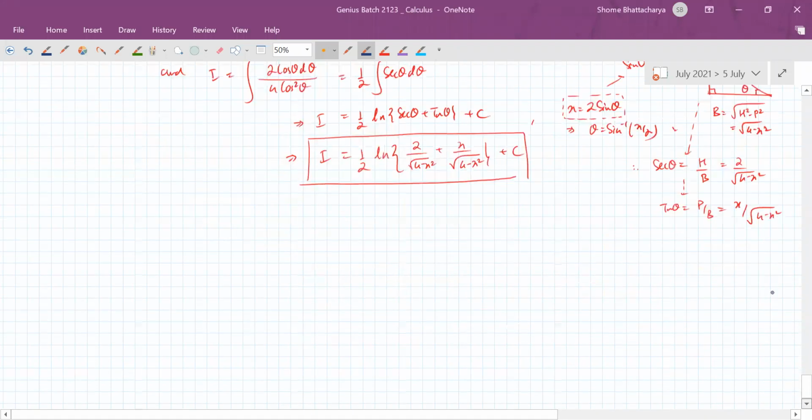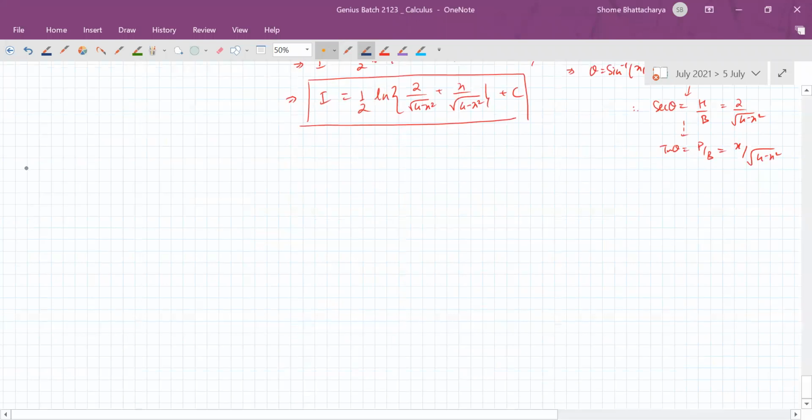Okay, let's do another practice example, this time with limits. Okay, try this out. It's integration of square root of 9 minus x square dx with the limits x equal to 0 to x equal to 3.